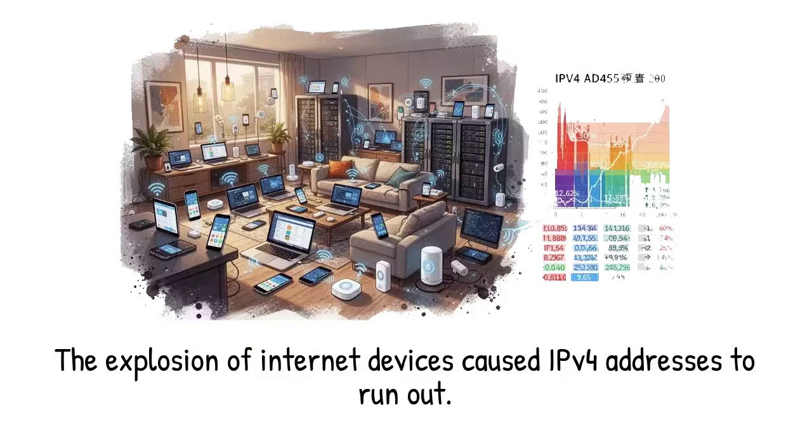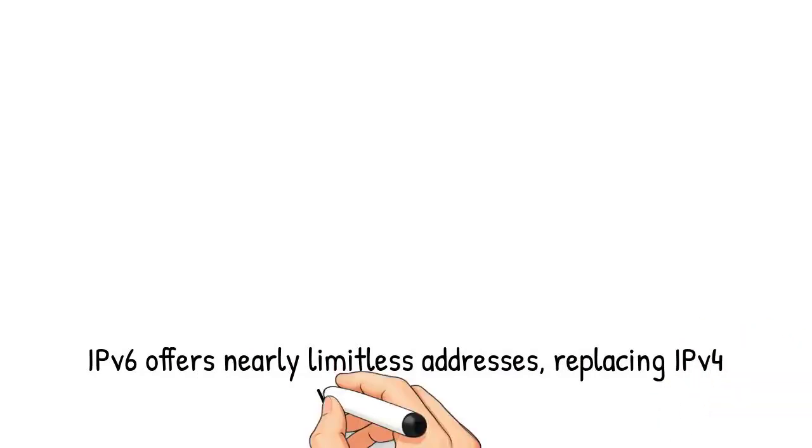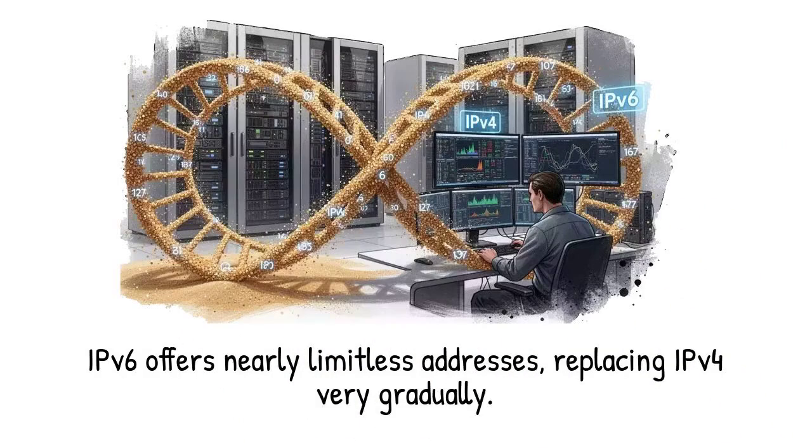This led to the creation of IPv6, a newer version that uses a 128-bit format. This allows for an almost unimaginable number of addresses, enough to give every grain of sand on Earth its own IP address. IPv6 is slowly replacing IPv4, but the transition is gradual. Many networks still rely on IPv4, and attackers often exploit this older system because it has more predictable patterns and more legacy vulnerabilities.